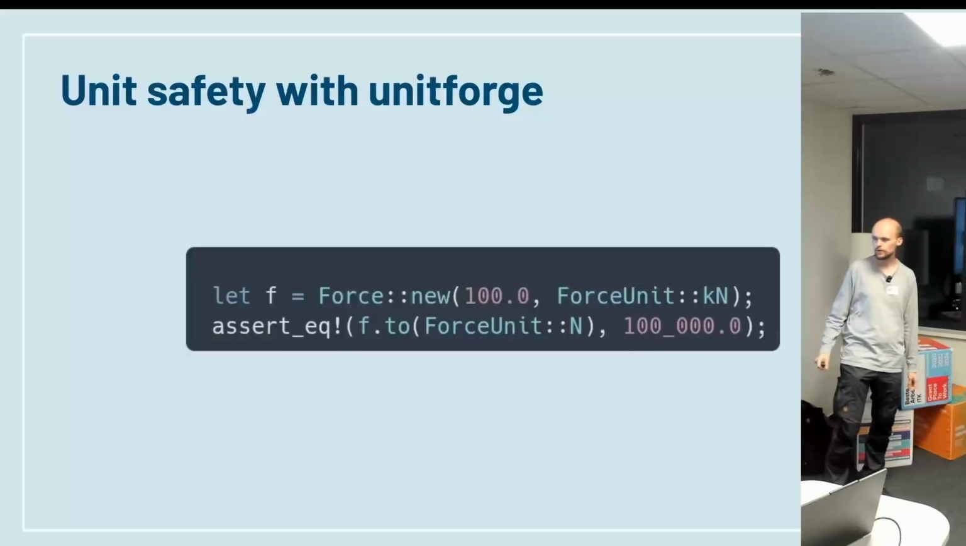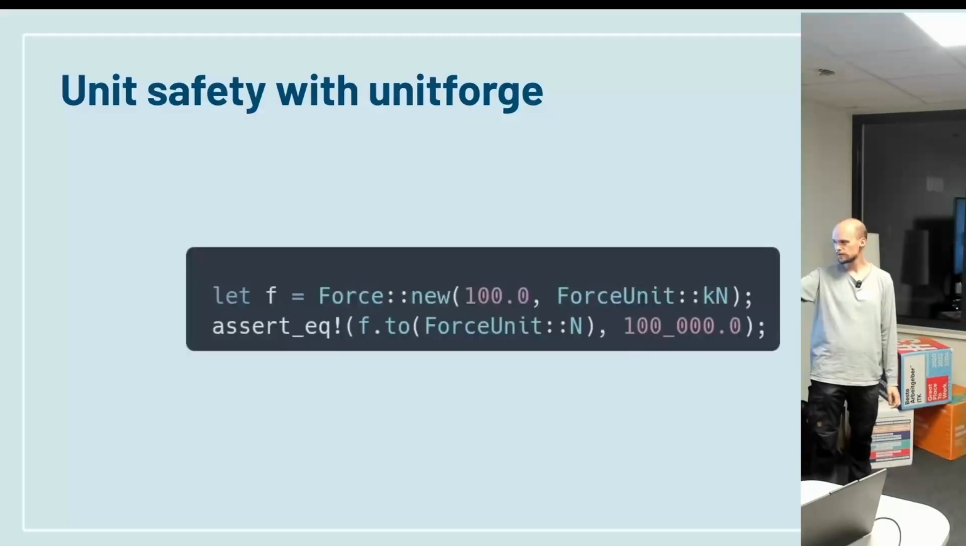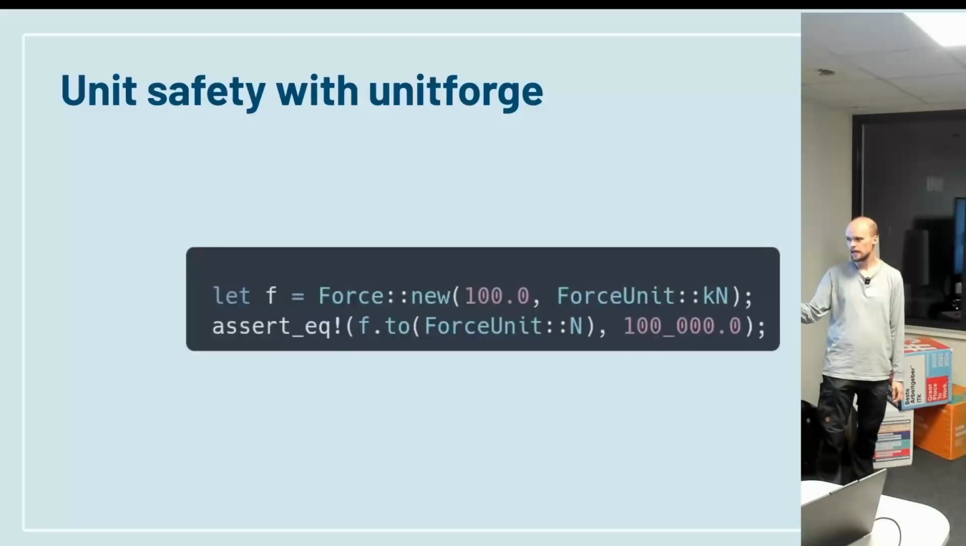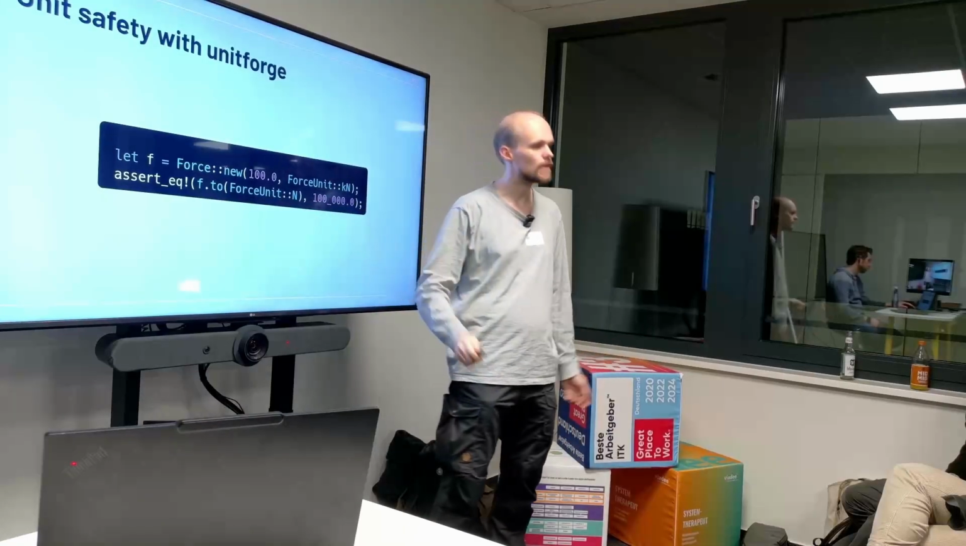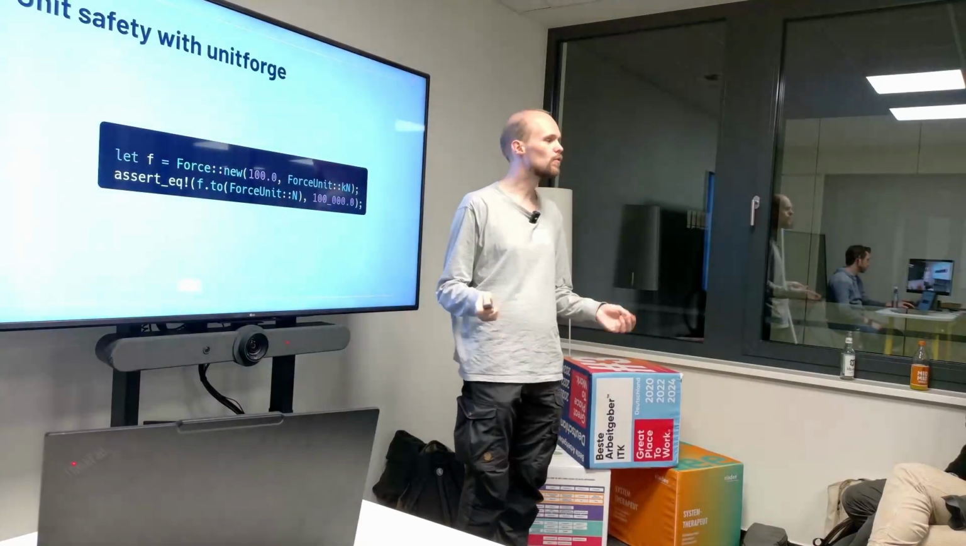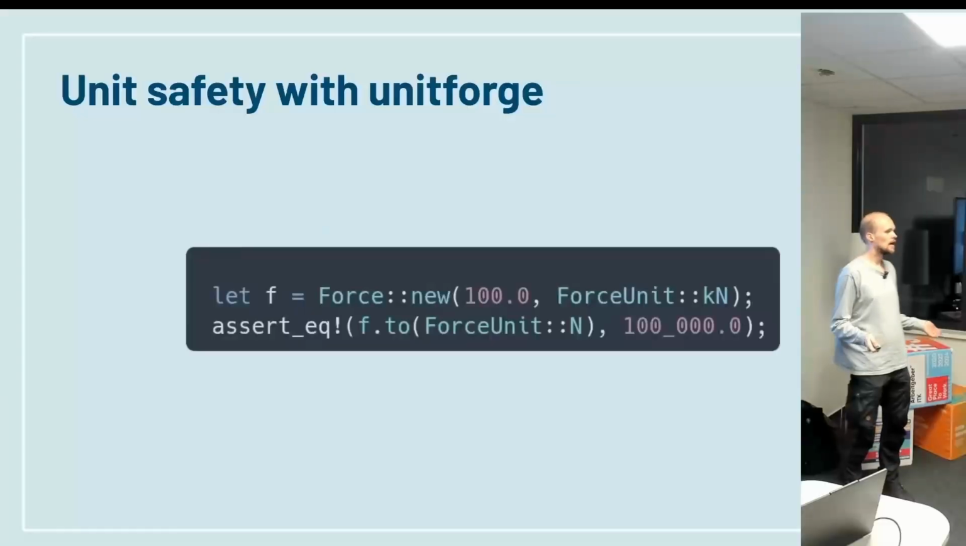So I can, for example, say, OK, F is a force of 100 kilonewtons. And then I can output that to a float again, for example. And if I multiply a force by a distance, I get a moment. And if I add a moment to a force, I get a middle finger.